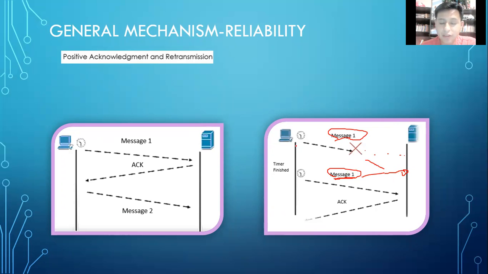For this problem, the TCP protocol uses the sequence number. The message one has the number 18, and this message has the number 75. With the sequence numbers, we have the same message but with different numbers.